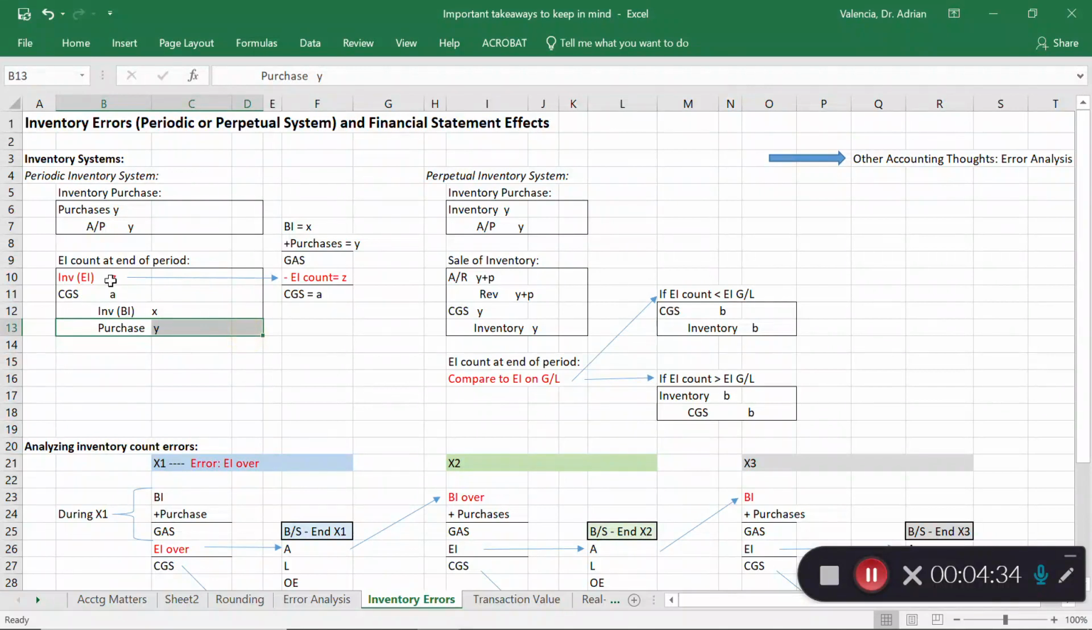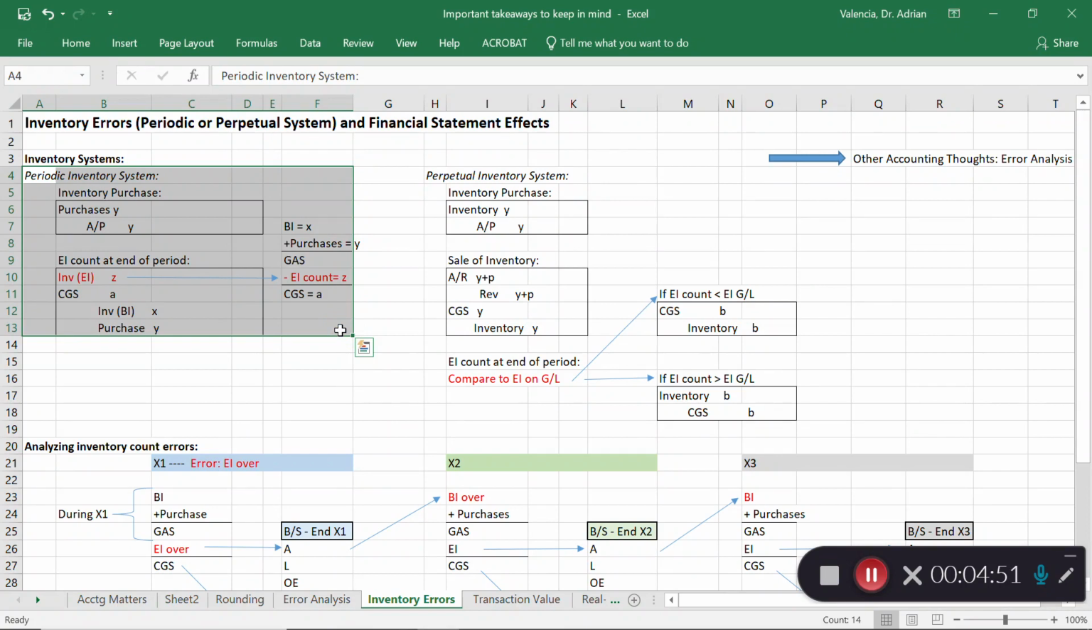And this journal entry here is the way that you update ending inventory to the correct amount, and at the same time, recognize cost of goods sold. Okay, so that's a refresher on the periodic inventory system.